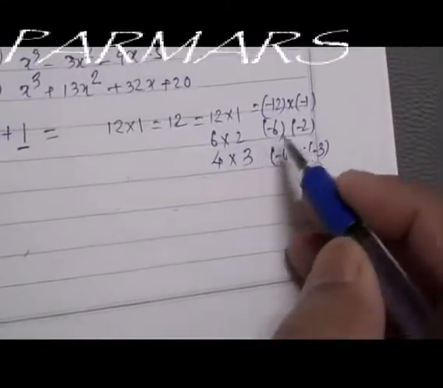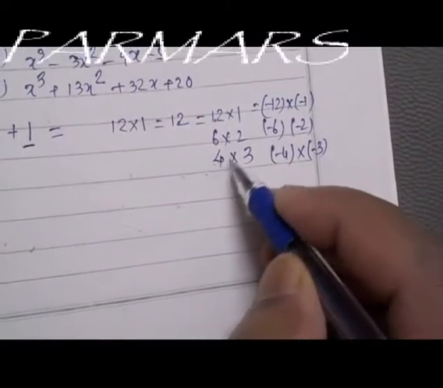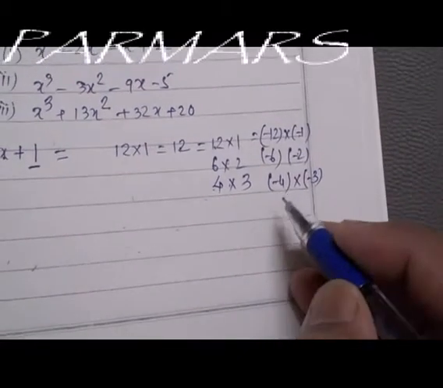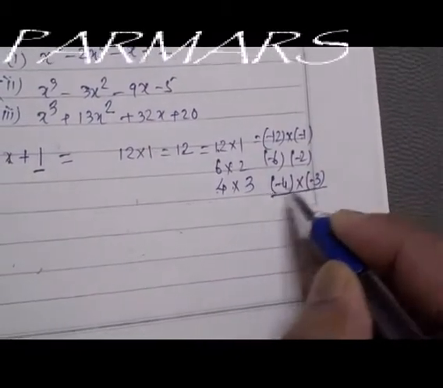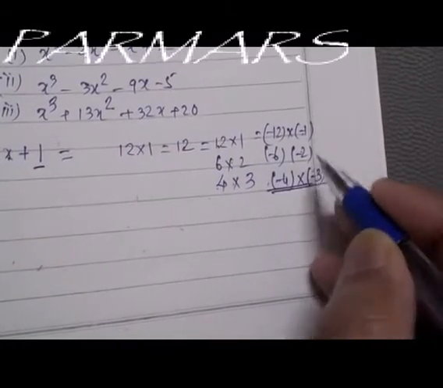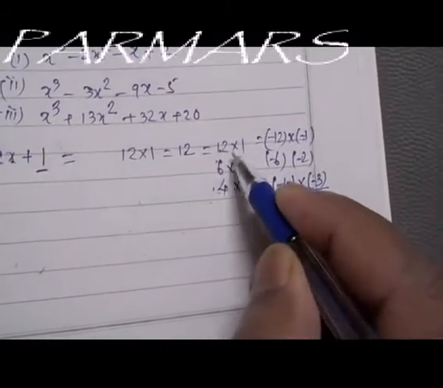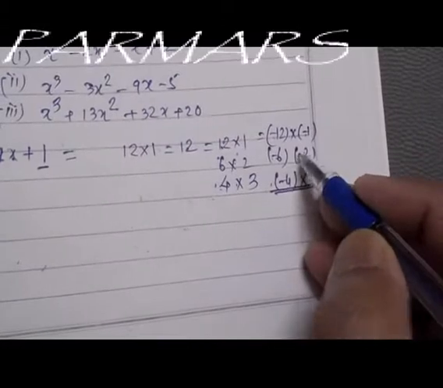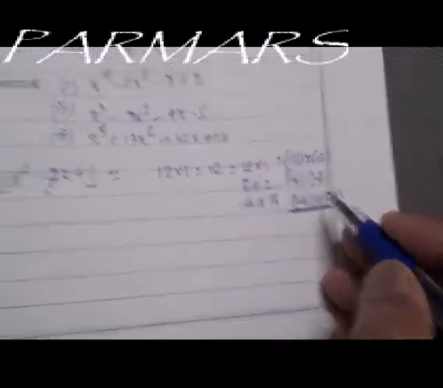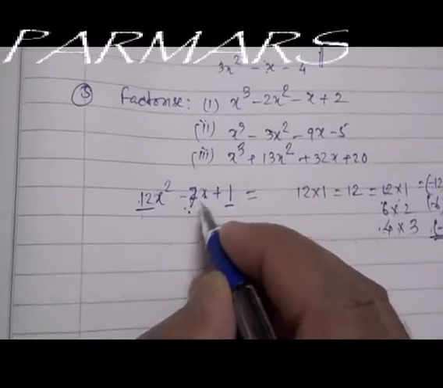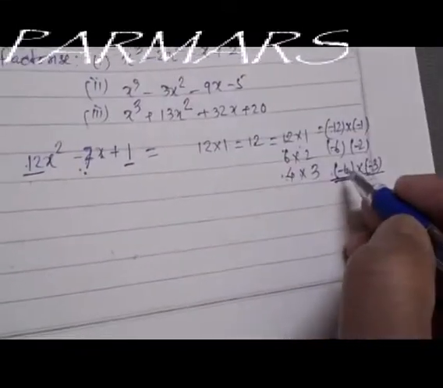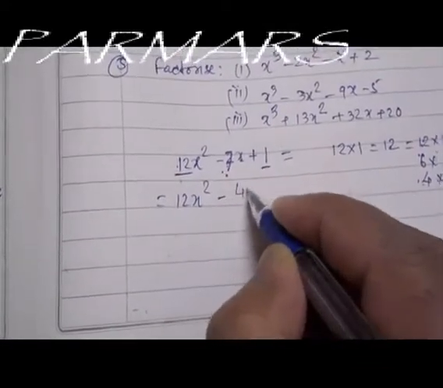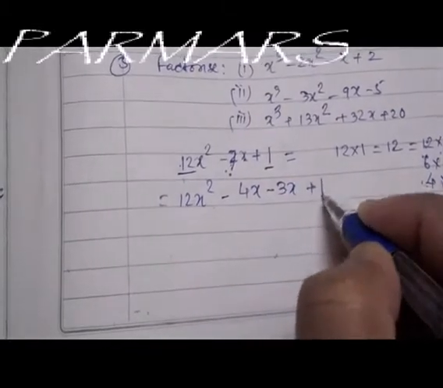Now, in all these factors, 12, 1, 6, 2, 4, 3, minus 12, minus 1, minus 6, minus 2, minus 4, minus 3, which pair gives you the sum minus 7? Minus 4 minus 3 is minus 7. Here 4 plus 3 is 7, 6 plus 2 is 8, 12 plus 1 is 13, minus 12 minus 1 is minus 13, minus 6 minus 2 is minus 8, but minus 4 minus 3 is minus 7. So we split this minus 7x as minus 4x minus 3x. So the next step is 12x square minus 4x minus 3x plus 1.